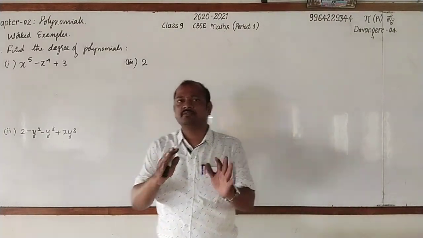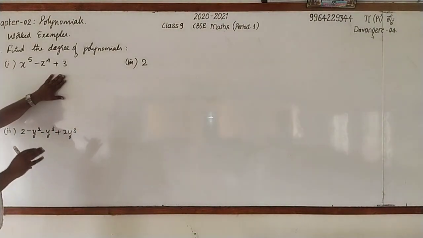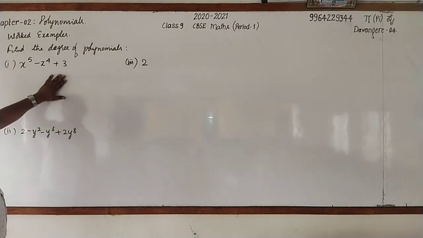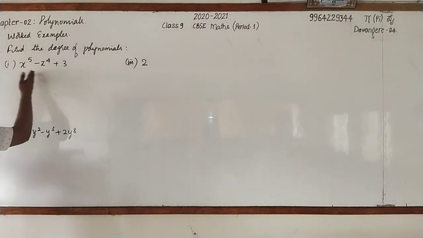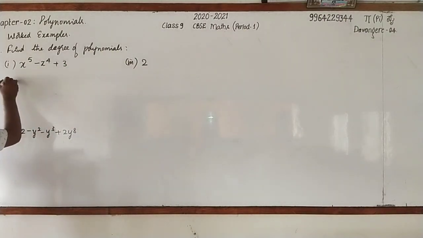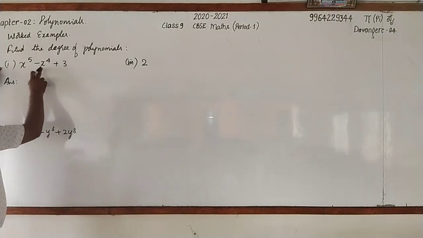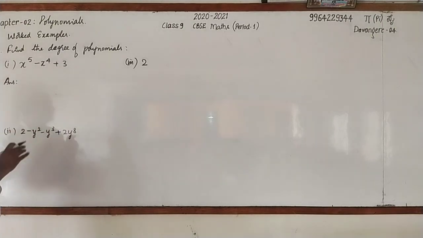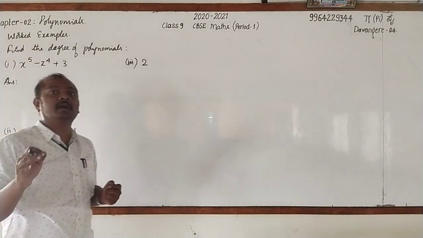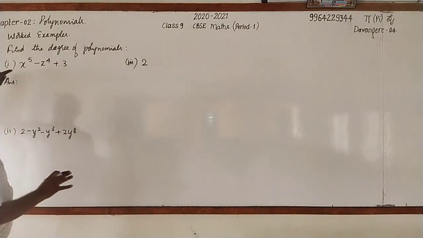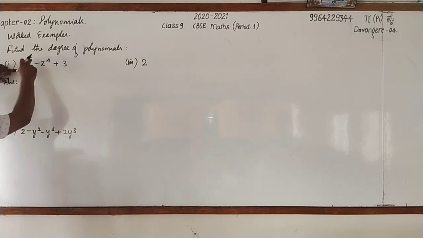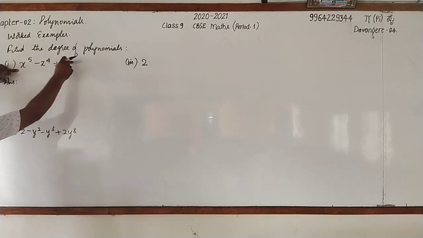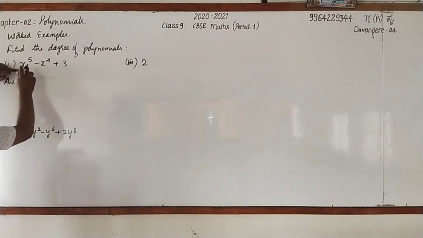Dear students, I have taken some of the worked examples given in the NCERT text. So this is the first one. Find the degree of the polynomials. These are the polynomials. How are you going to find out? Here, look: x raised to the power 5 minus x raised to the power 4 plus 3. Degree is nothing but the highest power of the variable. What is the highest power of the variable? Before that, the variable involved is x. Its highest power is 5. Here 4 is there, here 0 is there. Highest one is 5. Therefore, degree is 5.